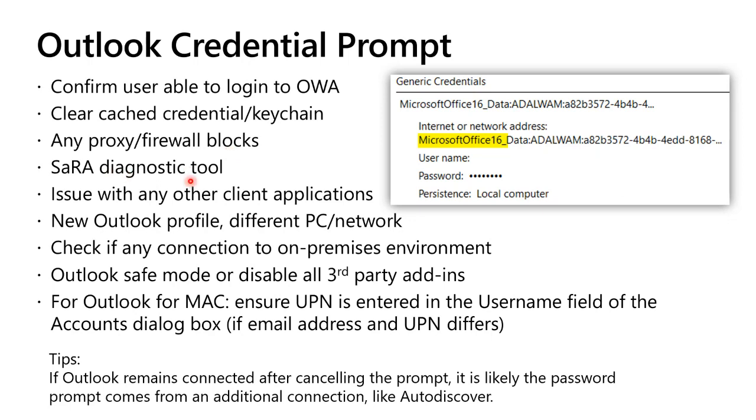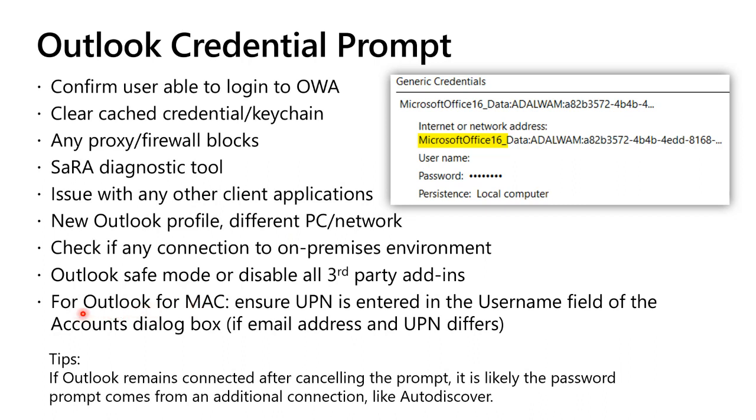And then again, these are our diagnostic tools. We could try with a new Outlook profile, or with a different PC, or try connecting from a different network. Especially we could try from an external network, which is not a domain joined network. And then we could see if there are any connections to the on-premises environment. You could have a public folder that still exists on-premises, or any other endpoint that is connecting to on-premises, and see if that triggers a credential prompt. And then you could try Outlook Safe Mode, or disabling third-party add-ins.